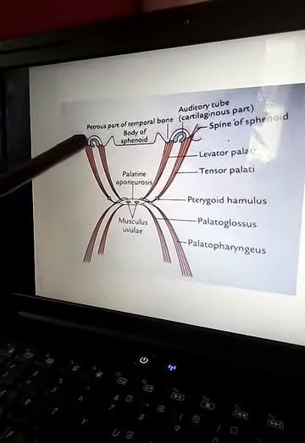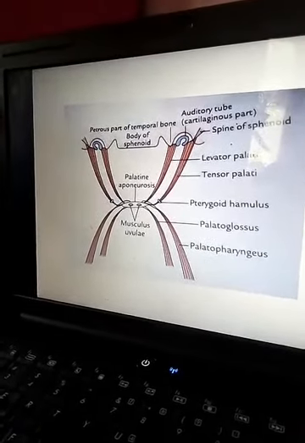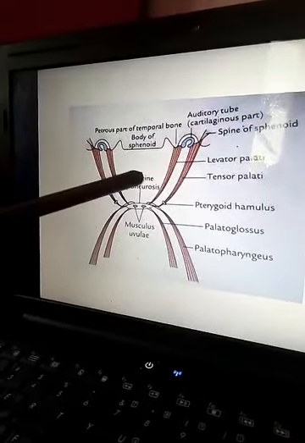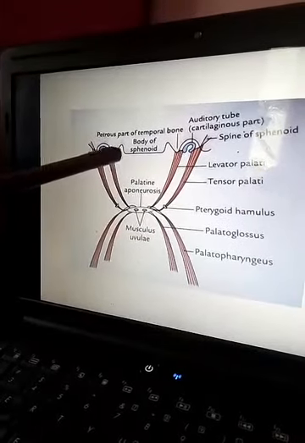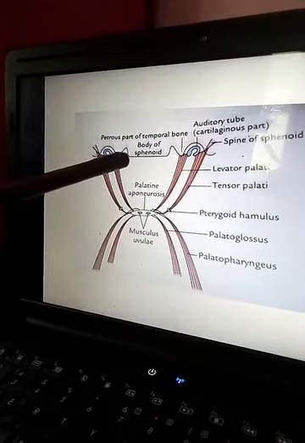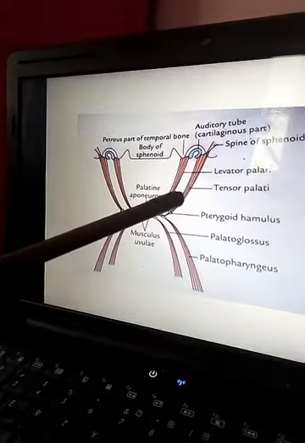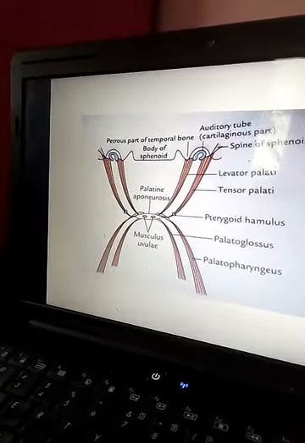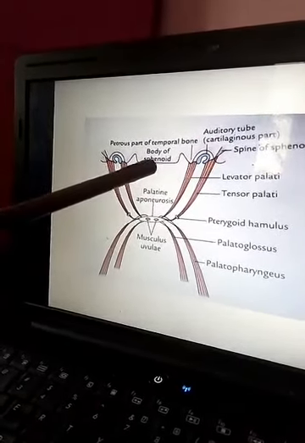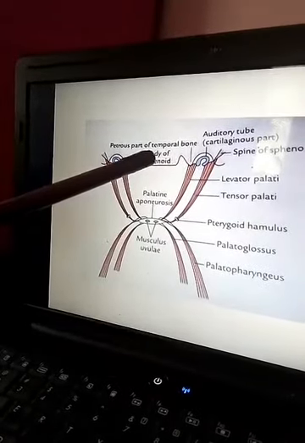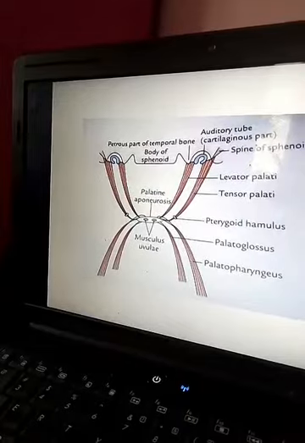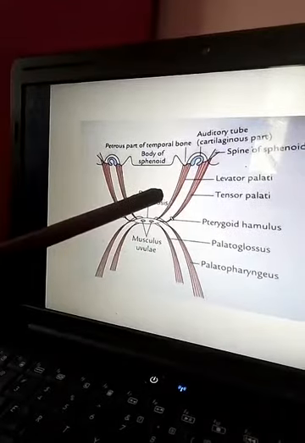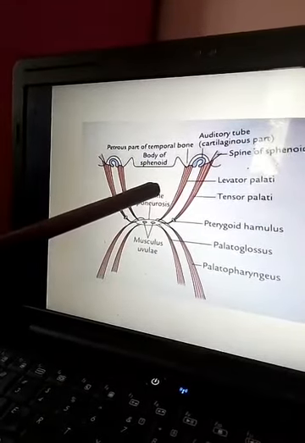Now soft palate is supplied by the lesser palatine branches of the greater palatine artery, ascending palatine branch of facial artery, and palatine branch of the ascending pharyngeal artery. Now nerve supply: all the muscles of soft palate are supplied by the cranial root of accessory nerve via pharyngeal plexus except the tensor palati. Tensor palati is supplied by the nerve to medial pterygoid, which is a branch of mandibular nerve. Now, general sensations from the palate are carried by the lesser palatine nerves to the maxillary region of trigeminal nerve and glossopharyngeal nerve.